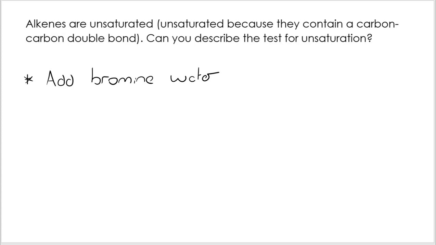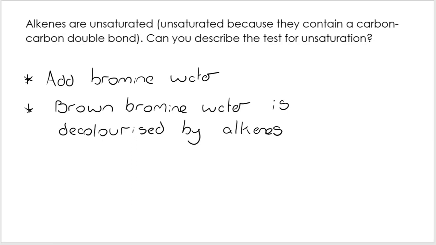So, if you've had a chance to think about it, you add bromine water. And if we think about the observation that we'll make with an alkene, it's important to note that the bromine water starts as brown and it then gets decolorized by alkenes. So the brown colour turns to colourless. Now, the key word that you must avoid here is clear. You cannot say the bromine water goes clear. You can say decolorized or goes colourless.